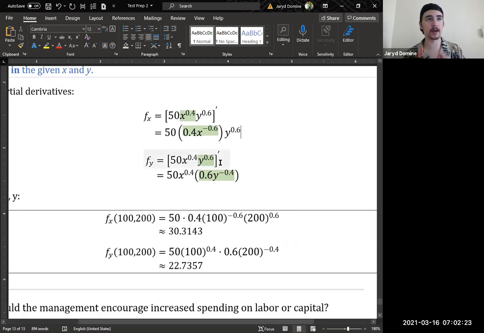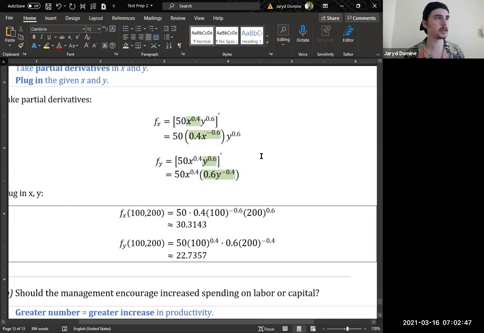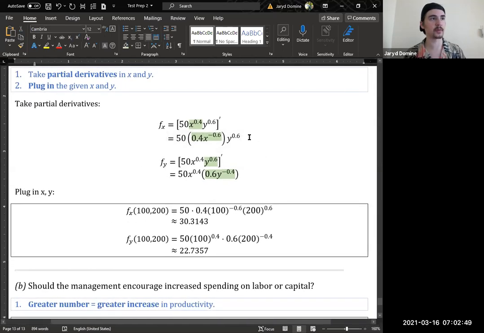And then for f of y, same process. This time our variable is y. So we just pretend everything else is a constant. It's just going to hang on. So to do this, you just drop down the power. So 0.6 times y to the minus 0.4. So you subtract 1 from the power. Multiply and then subtract 1. Same deal. So these are both of our partial derivatives.